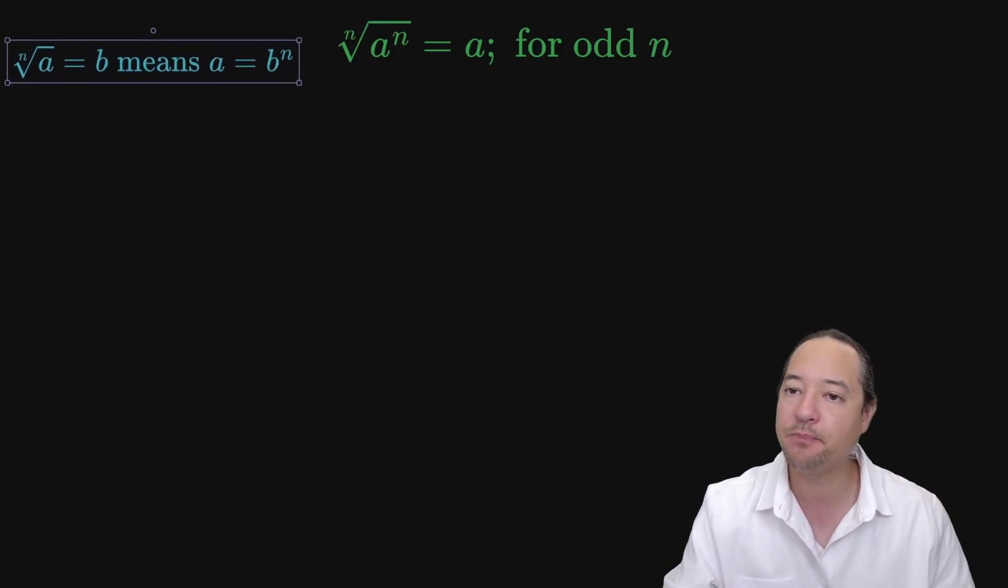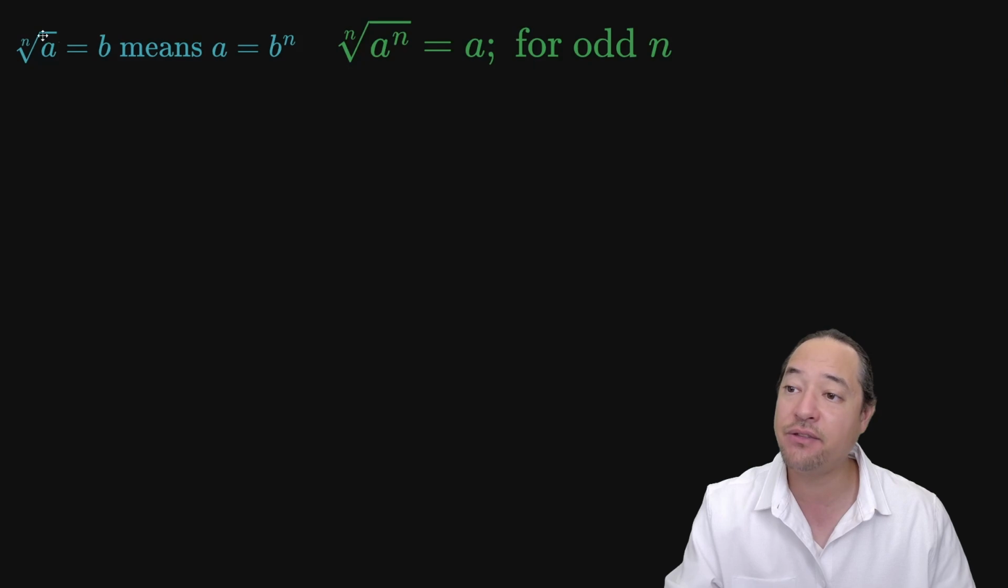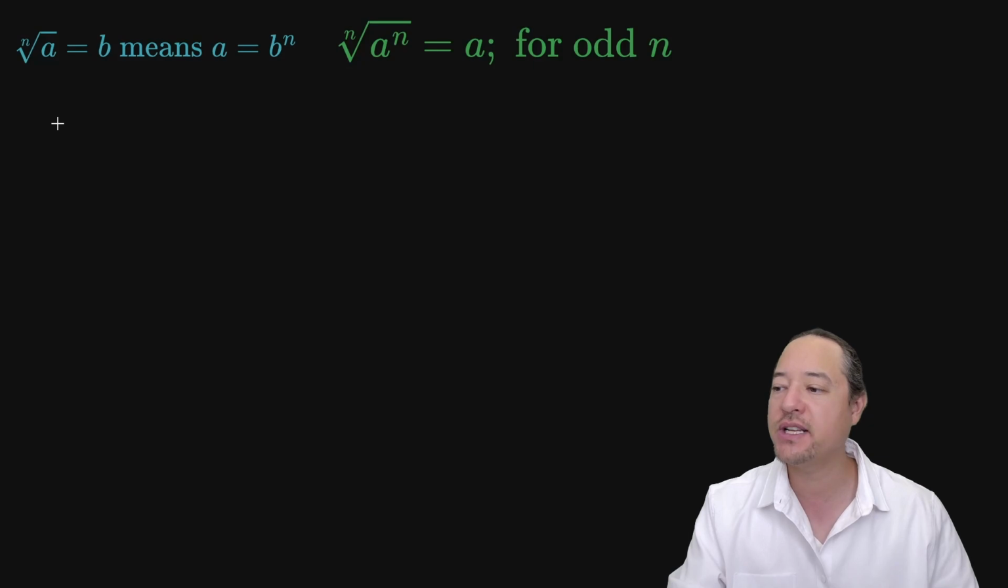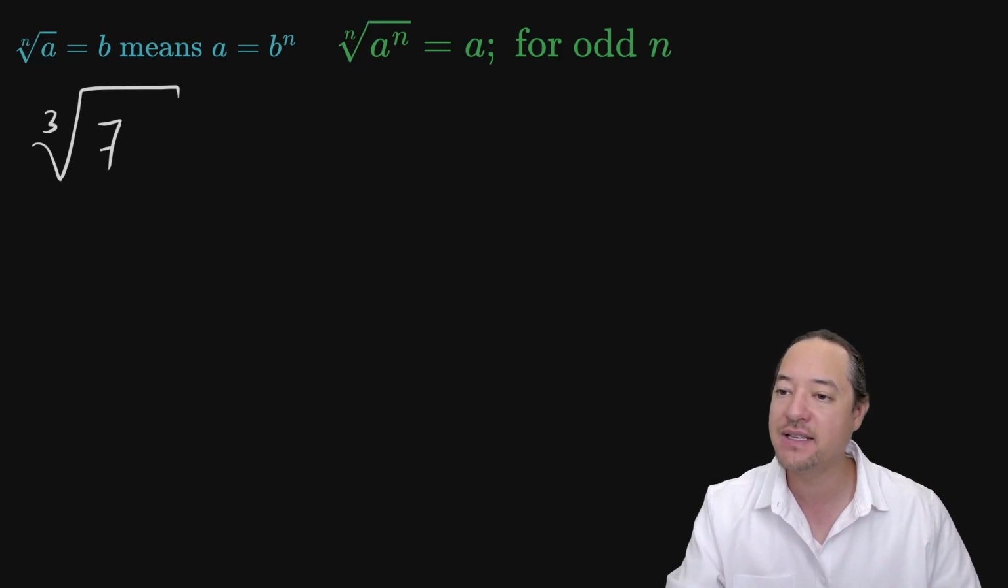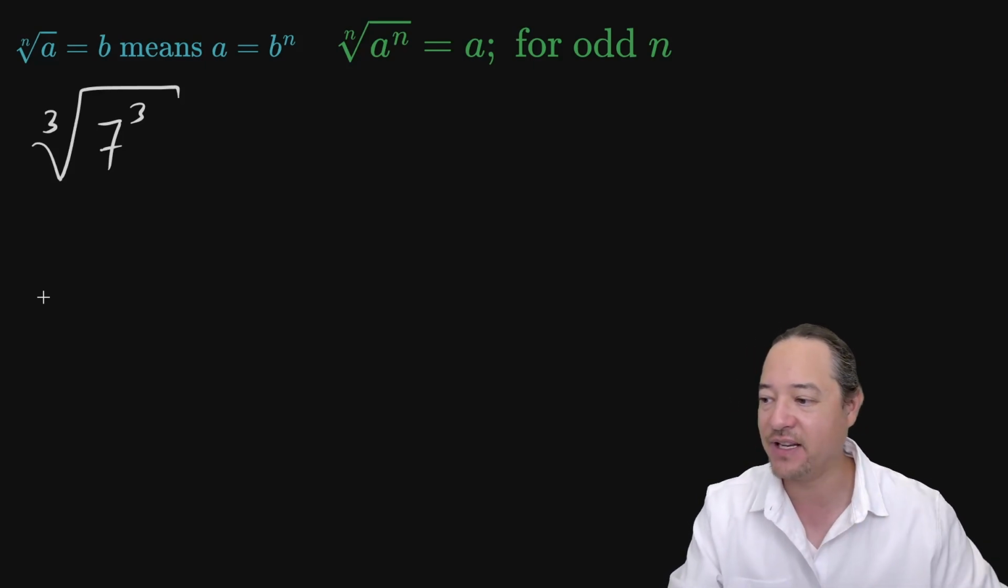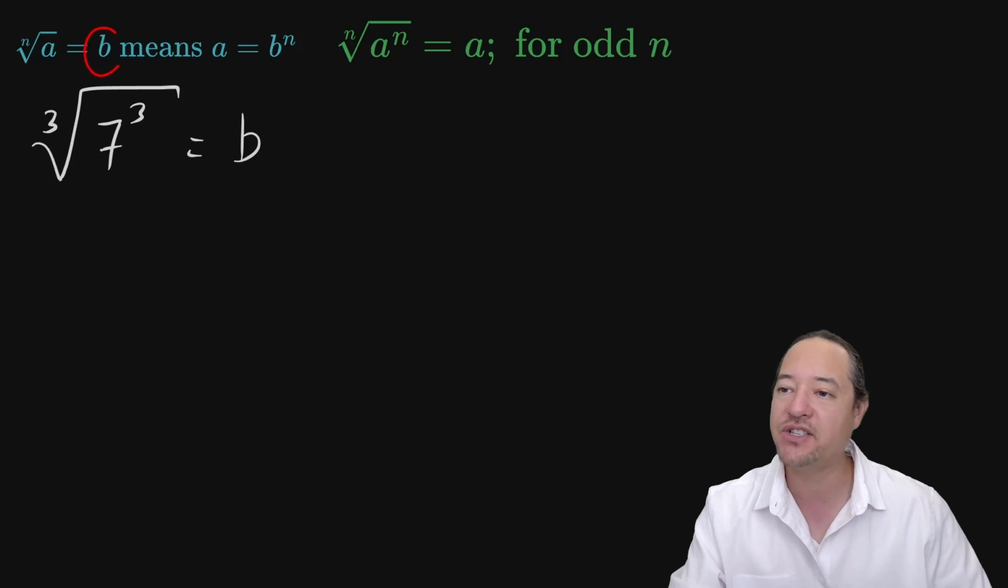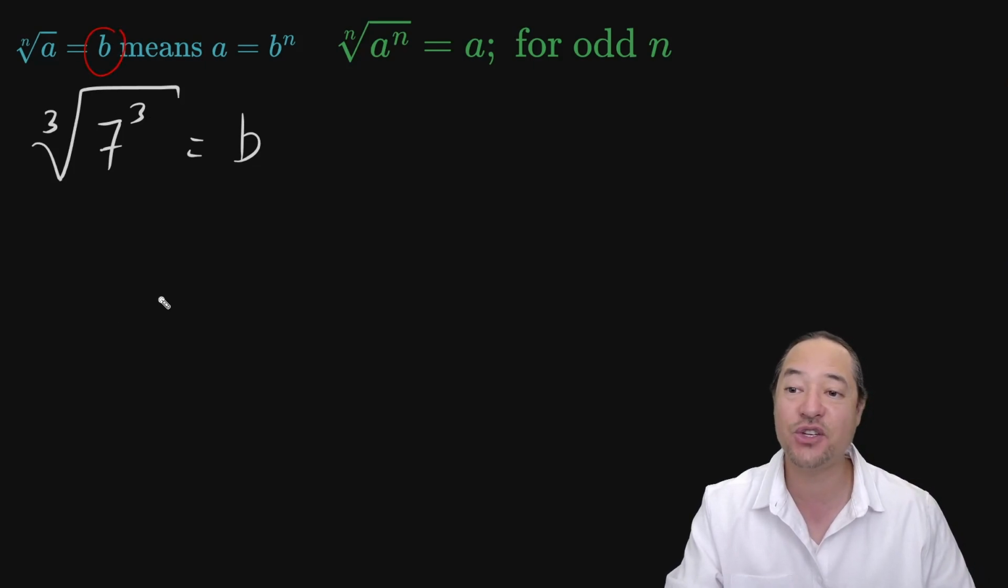Now remember, just the idea of an nth root, right? The nth root of a equals b, that's when a equals b to the nth power, right? So, okay, let's do an example here. Let's do the cubed root of 7 cubed, okay? Hopefully this will equal 7. But I don't know what it is, so let's just say this is equal to b, right? The cubed root of 7 cubed is equal to b.